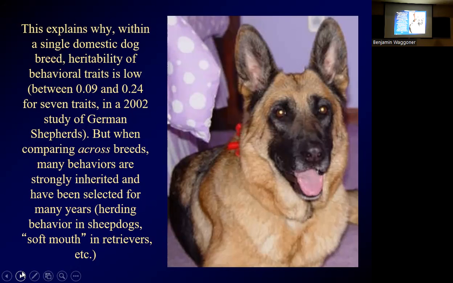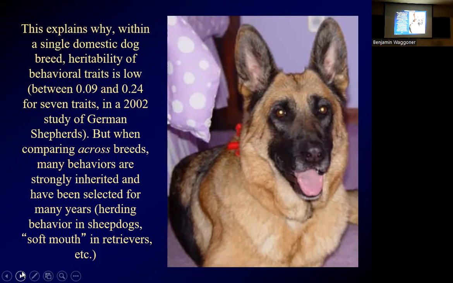We know that we can select dogs to have certain behavioral traits, but within a certain dog breed, these behavioral traits have very low heritability because they have very low variation, right? You don't want to breed 2 champion German Shepherds and get a Yorkshire Terrier. You want to breed 2 champion German Shepherds and get more champion German Shepherds, right? Because that's how you make your money if you are a breeder of champion German Shepherds.